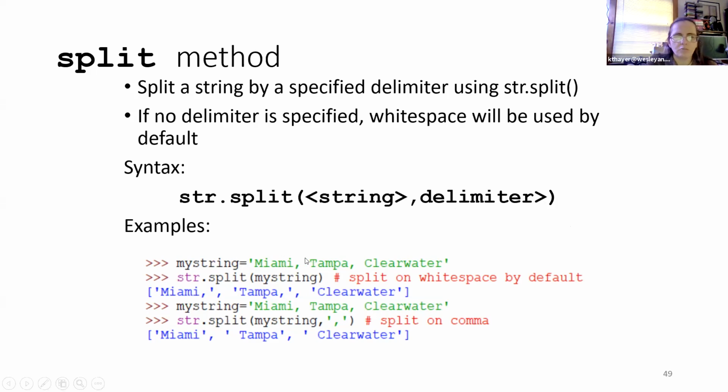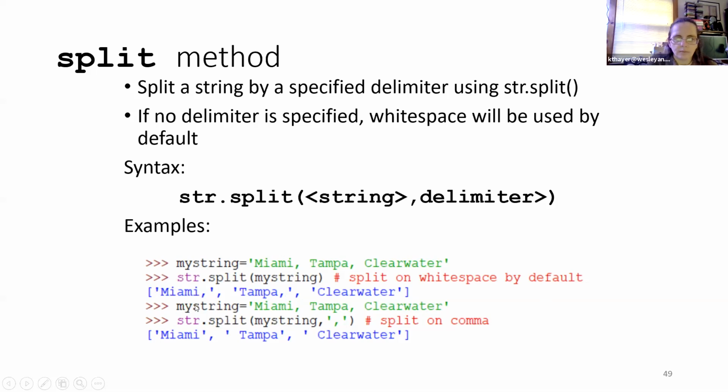So here is my string, Miami, Tampa, and Clearwater, and now this string I'm going to split. I'm going to split it on white spaces by using the default, so I didn't tell it anything, and so here it is, it puts the 3 into a list.